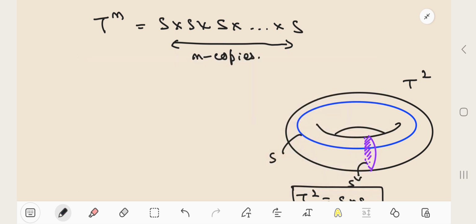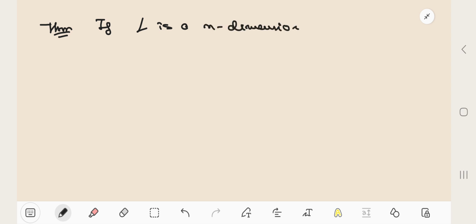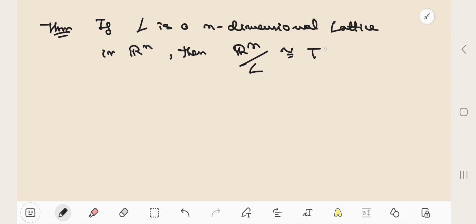So first thing first, we want to generalize the first lemma which we had, and we can just present it as a theorem. The theorem says that if L is an n dimensional lattice in Rn, so it is obvious that we are talking about an n dimensional lattice inside an n dimensional Euclidean space. So the dimensions match in this case. So if L is an n dimensional lattice in Rn, then Rn mod L is isomorphic to Tn.